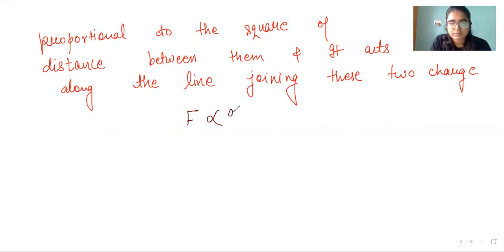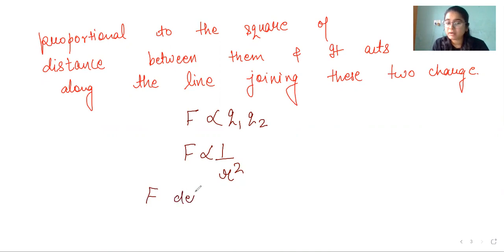the magnitude of charges. That means for Q1 and Q2, we have to take the magnitude. This force is inversely proportional to the square of the distance between them, and it acts along the line joining the two charges. The line which is joining the two charges, the force will be along that. Coulomb's law also told us this force of interaction also depends on the medium.